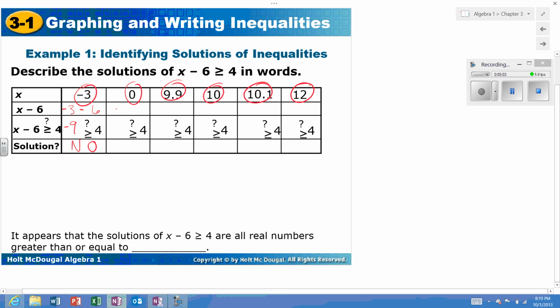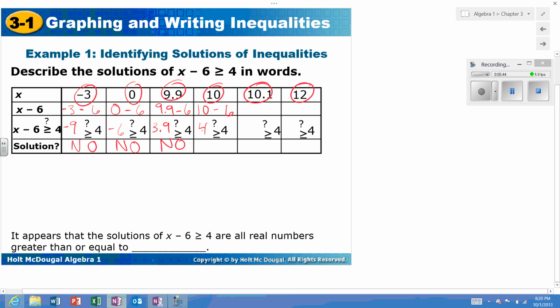Let's plug in our 0. 0 minus 6. Well, 0 minus 6 should come out to negative 6. Is negative 6 greater than or equal to 4? No. So this is not a solution either. Okay, let's try our next one. 9.9 minus 6. You should get 3.9. Is 3.9 greater than or equal to 4? No. So 9.9 is not a solution either. All right, let's plug 10 in. 10 minus 6.